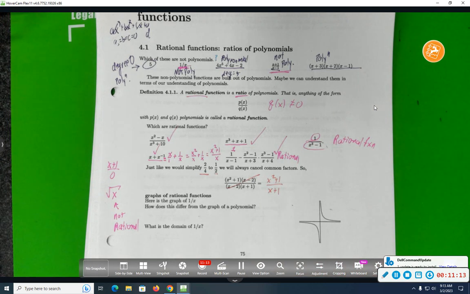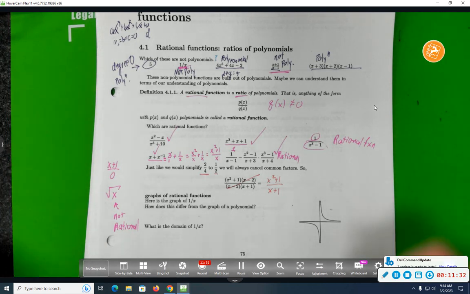So, when you can, you should cancel common factors. You should make sure the numerator and denominator are co-prime. Sometimes that's hard to do. Factoring a polynomial is sometimes difficult. But at least when the degrees are small, you should make sure that that doesn't happen. Graphs of rational functions.